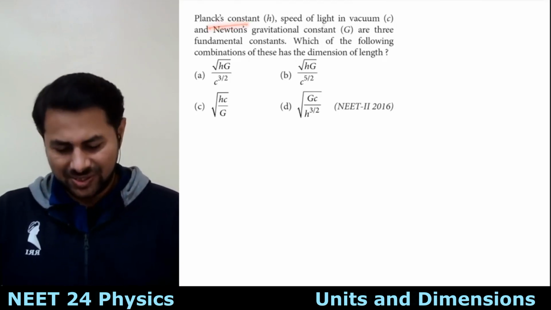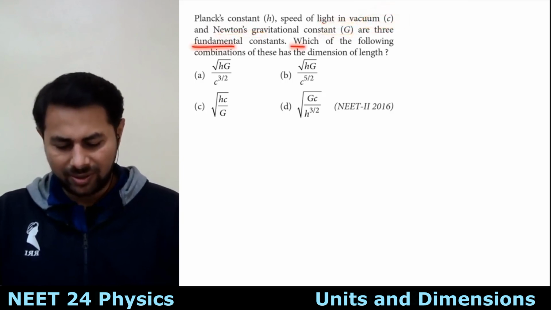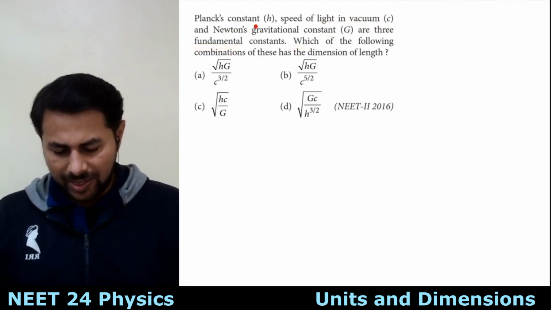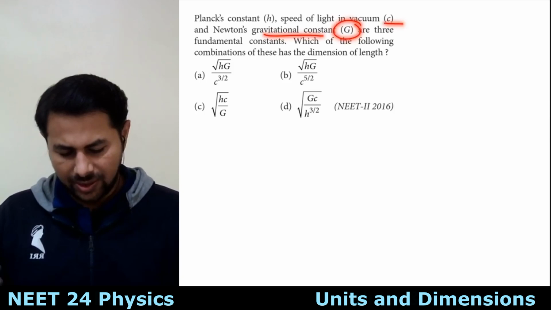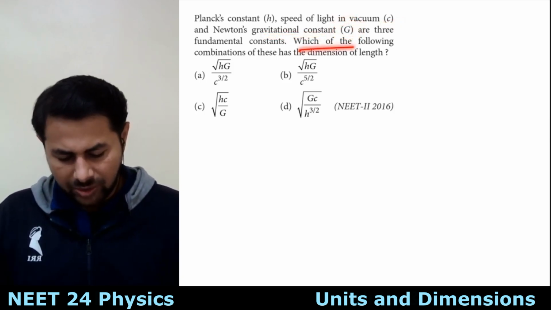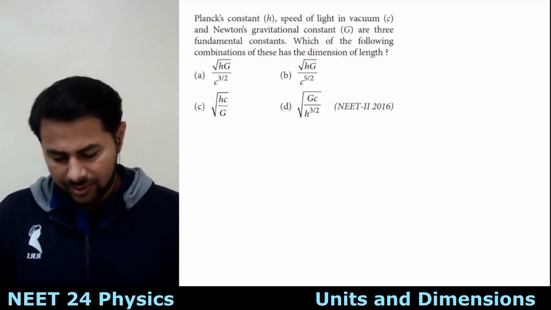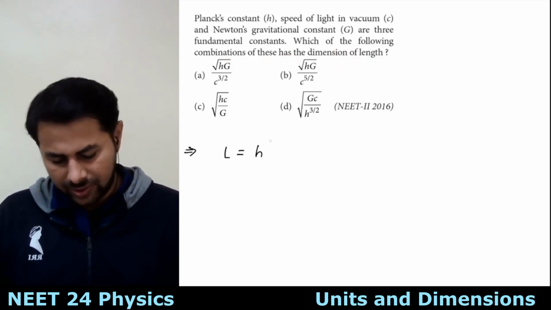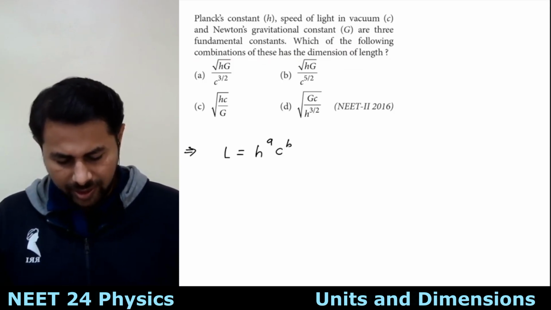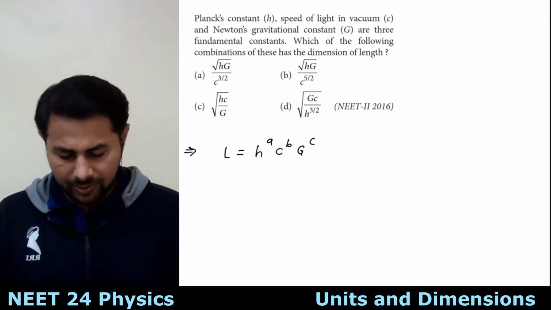Planck's constant h, speed of light in vacuum c, and Newton's gravitational constant G are three fundamental constants. Which of the following combinations of these has the dimensions of length? So you need to represent L in terms of h to the power a, c to the power b, and G to the power c. Now if we try to do this, it will take a very long time.